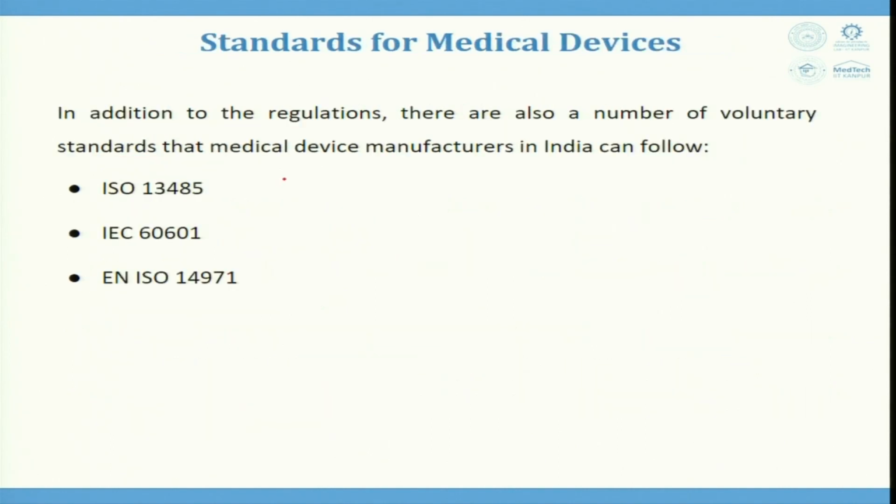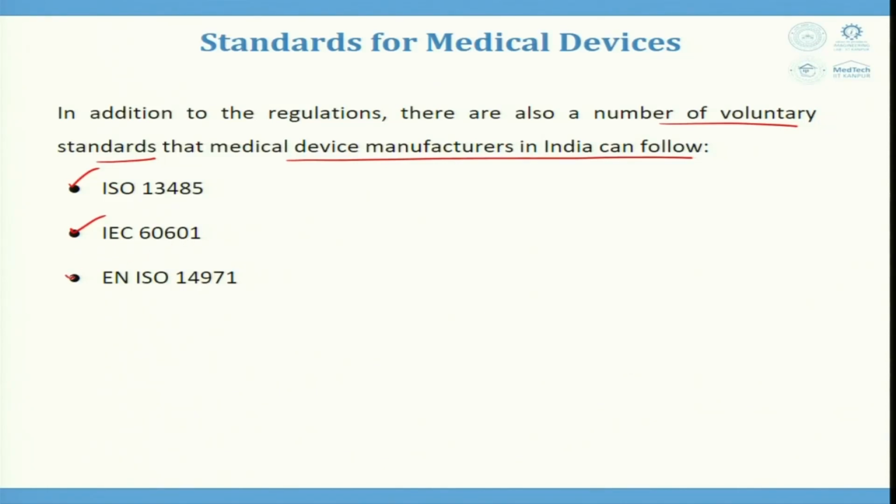In addition to the regulations, there are also a number of voluntary standards that medical device manufacturers in India can follow. The previous ones, the CDSCO and other rules, were mandatory. Now these, that is ISO standards, ISO 13485, IEC 60601, and EN ISO 14971, are for different kinds of applications that we are trying to use. For example, ISO 13485 is the quality management system for medical device design, manufacturing or servicing, or maybe even for prototyping as well, like MedTech Kanpur, which is only doing prototyping.